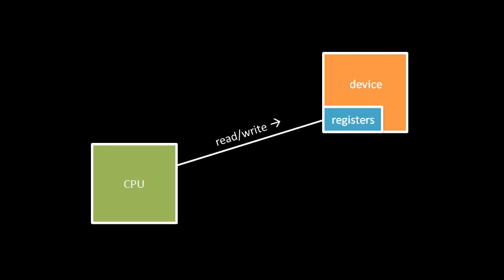So when a device wants to send a message to the CPU, it writes data into its registers, which it expects the CPU to read, and when the CPU wants to communicate with the device, it writes something in the device's registers, which it expects the device to read. Note, though, that this arrangement is one-sided. The CPU can read and write the registers in the device, but the device cannot do the same with the registers in the CPU.